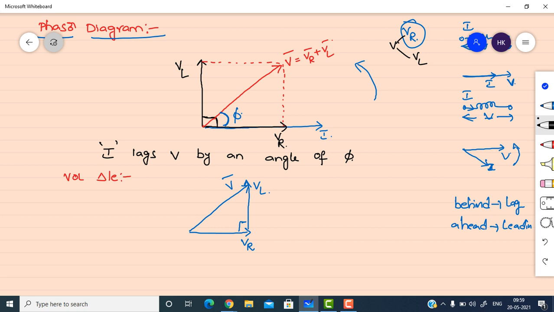I am saying this from the phasor diagram. The current phasor is below, behind the voltage phasor. So that's why this current is lagging with respect to this applied voltage. And the angle we are assuming, we don't know how much angle it is. So that's why we are assuming it an angle of phi. So current lags V by an angle of phi in case of series RL circuit.